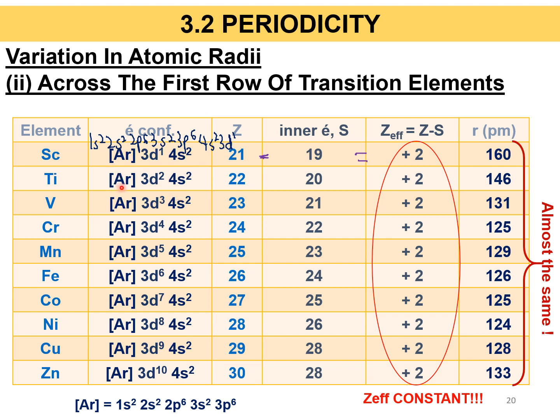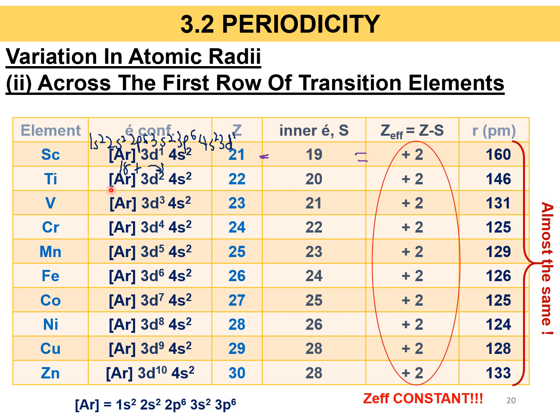Kiranya 18, sebab argon ada 18 elektron kan. 18 campurkan dengan 2, so ada 20 inner elektron untuk titanium. Proton, so nak kira effective nuclear charge untuk Ti, it will be 20 minus with 22, which you will get positive 2.